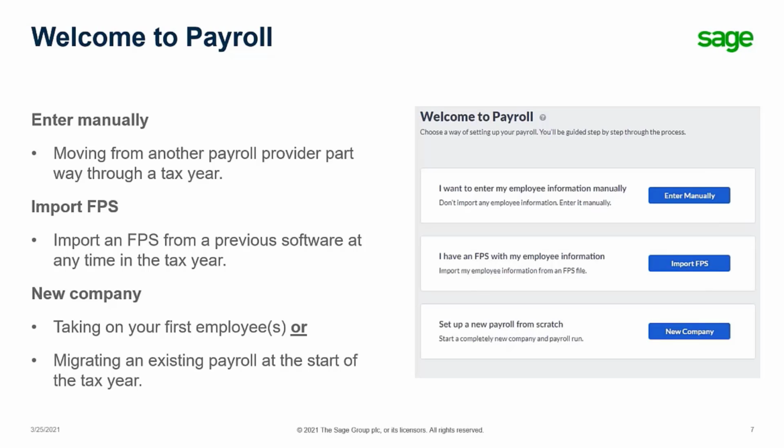You can use the Import FPS option to import an XML file from your previous software to set up your employees. And the new company option would be used if you're a new company taking on your first employees, or if you're migrating an existing payroll, but you're doing that at the start of the tax year.